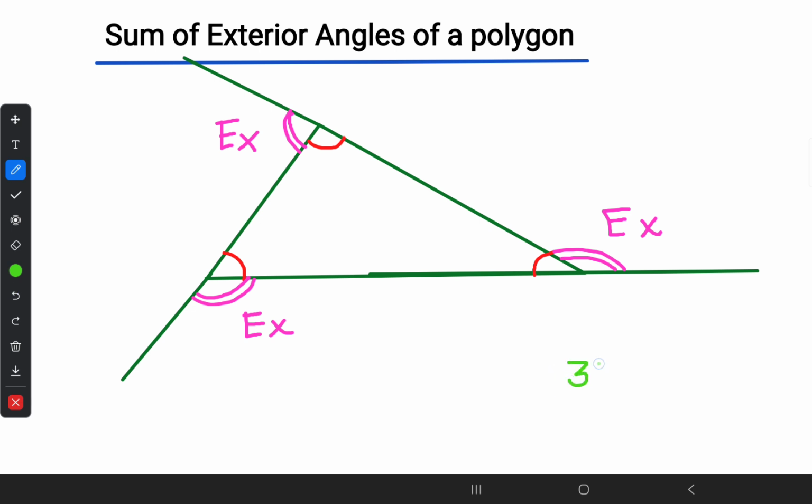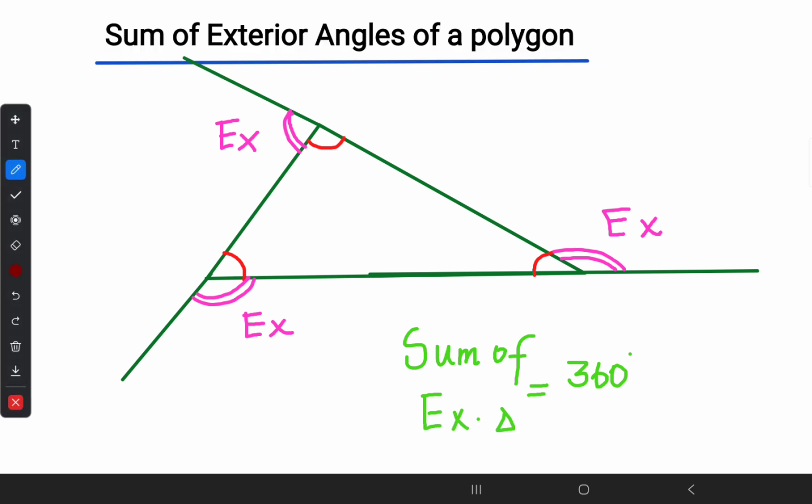In grade 8, we did some practicals. We cut all these angles and pasted them over a line and pasted them surrounding a point. Likewise, we did some experiments. From that, the conclusion was that the sum of exterior angles of a triangle equals 360. Sum of exterior angles of a triangle equals 360.